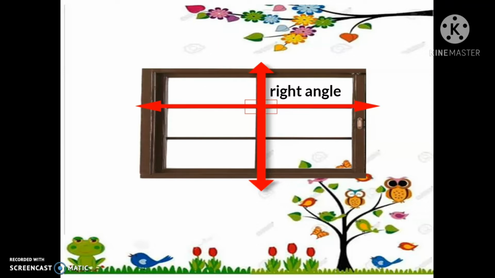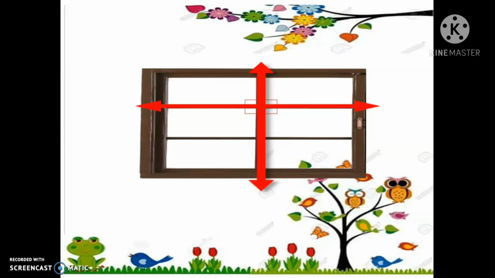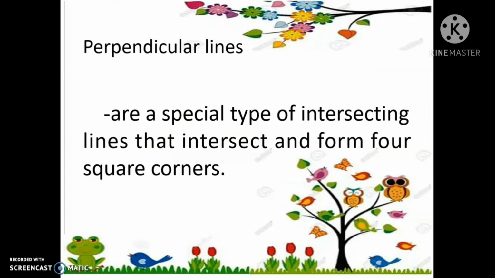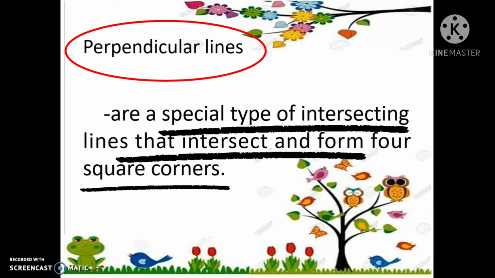Can you name the shape the angle formed? Very good. Yes, it is a square. How many squares does the angle form? Very good. It has 4 squares. These lines are called perpendicular lines. Perpendicular lines are a special type of intersecting lines that intersect and form 4 square corners.